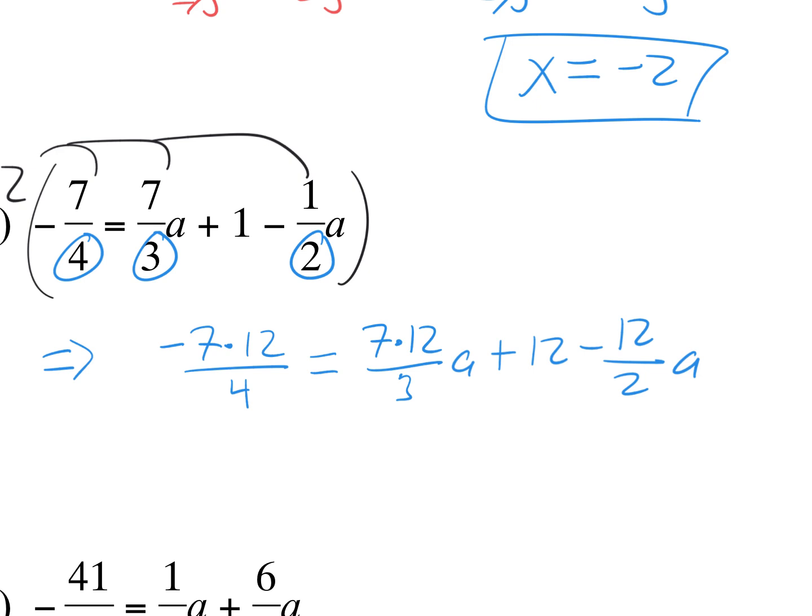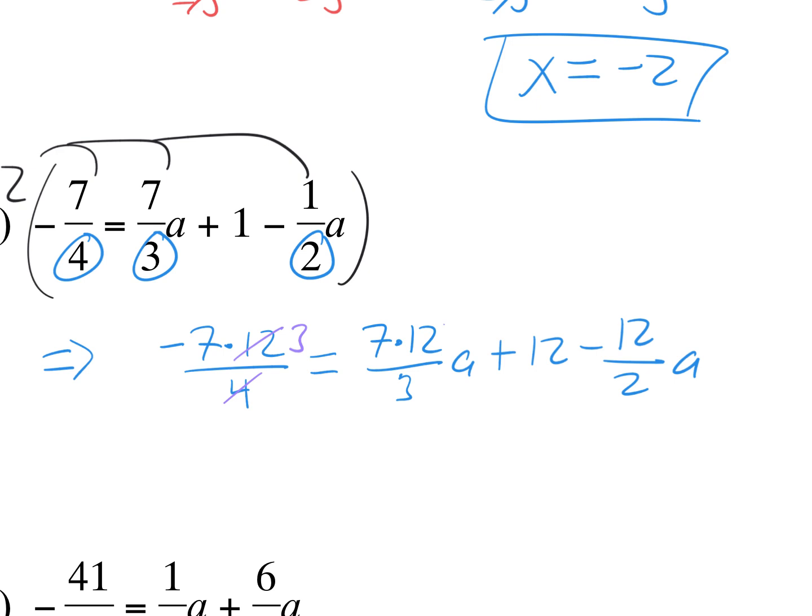Notice that I didn't go ahead and do negative 7 times 12 is negative 84, and then 84 divided by 4. You don't really want to do that, because the 12 and the 4 are going to simplify. Give yourself easier numbers to work with. 12 divided by 4 gets you 3, which might save you a little bit of time as opposed to doing negative 84 divided by 4.